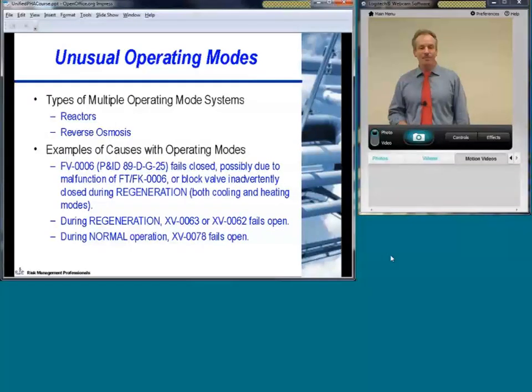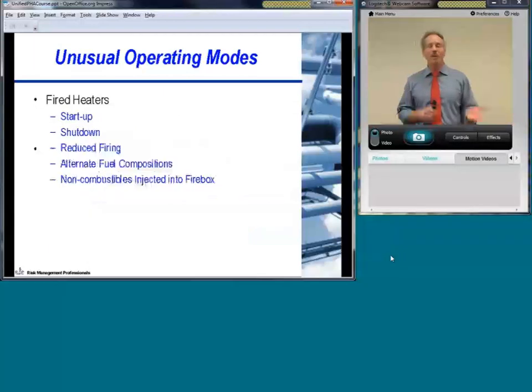Other things that are very operating mode dependent are fired heaters. A good percentage of accidents at facilities like process facilities that use fired heaters are associated with that, whether it be startup, shutdown, reduced firing conditions, load changes, or alternate fuel compositions. Sometimes they'll switch from oil to natural gas to refinery fuel gas. All those things tend to be potentially problematic. The system's being reconfigured, and you have to be really careful about the operating modes that you're looking at. Startup especially, looking at the procedures, talking to the team, this is the most common time for accidents.